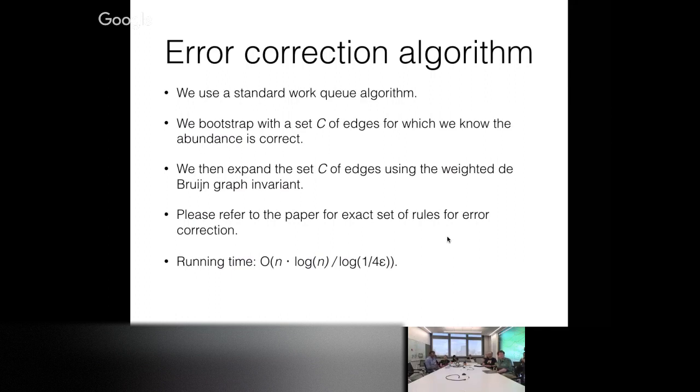So maybe let me ask another couple ways. What's n there? N is the number of distinct edges in your graph. Okay.